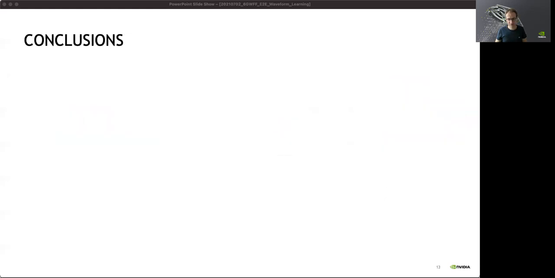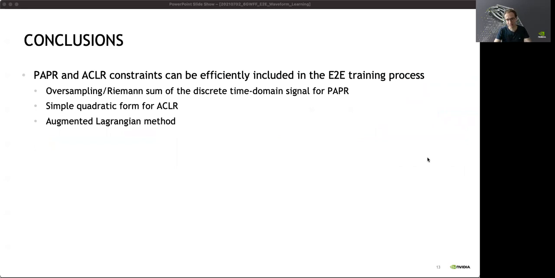Let me now conclude. So in summary, we have shown that PAPR and ACLR constraints can be efficiently included in the end-to-end learning process. And this was done by using time domain oversampling and Riemann sums to compute the PAPR. We used a simple quadratic form with pre-computed matrices that allows us to measure the ACLR. And last, we have the augmented Lagrangian method for iterative stochastic gradient descent-based training. And I think that these three ingredients kind of opened the door to the whole field of waveform learning.